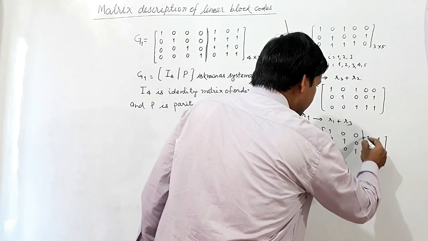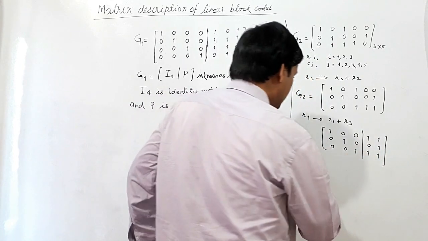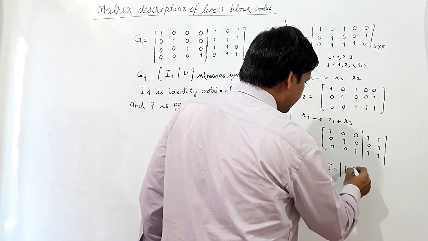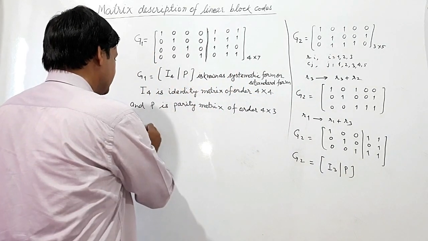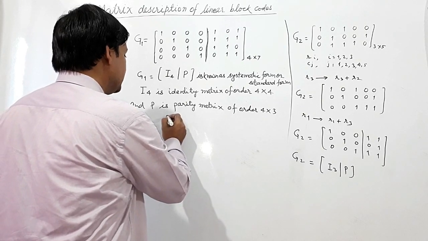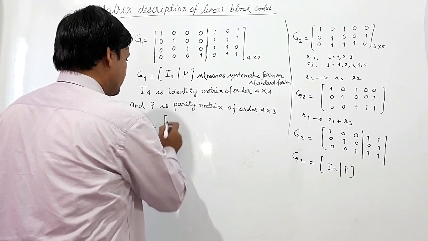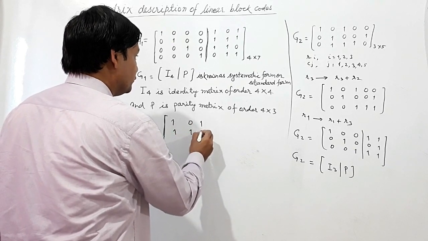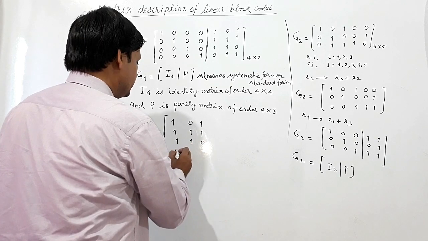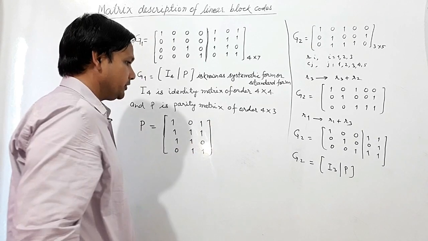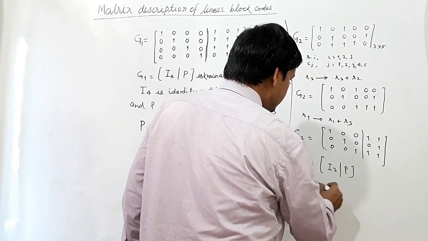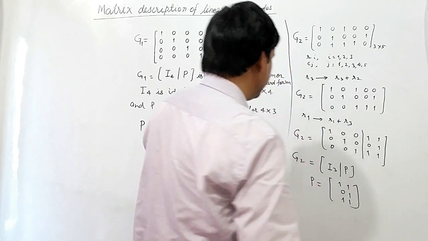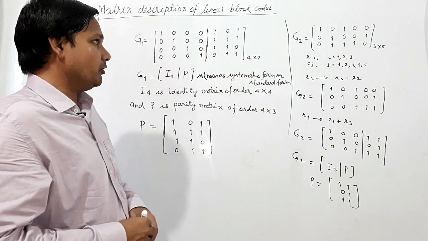Okay, so we can see here, this is identity matrix. So, G2 can be written as I3 appended with some parity matrix P. Here, P is the parity matrix, which is given by 1, 0, 1, 1, 1, 1, 1, 0, 0, 1, 1. So this is the systematic form of the generator matrix.